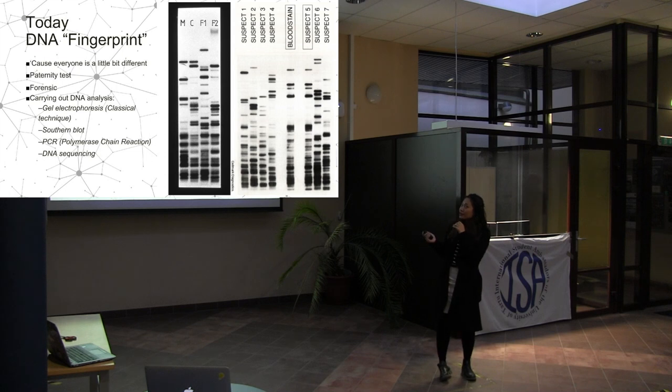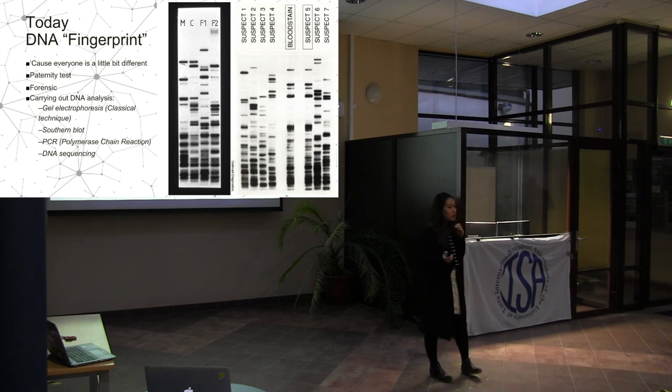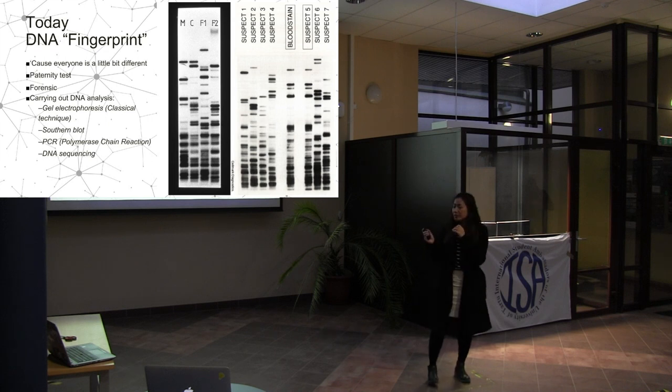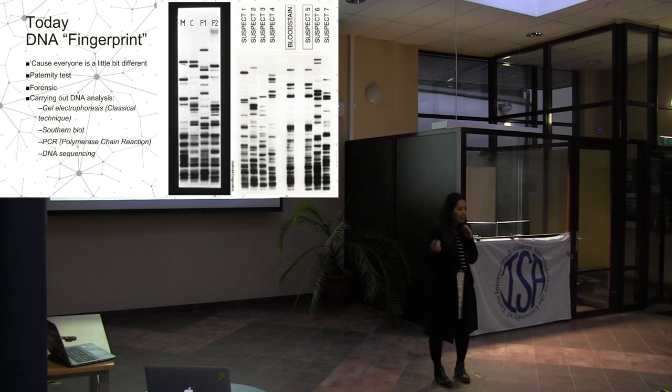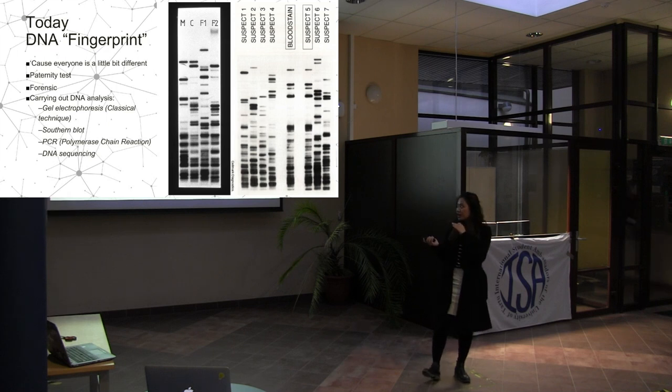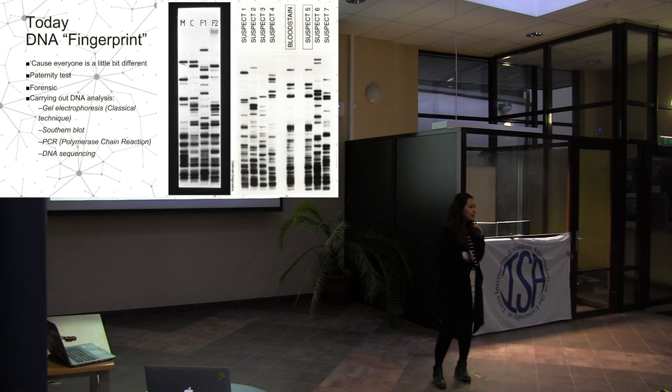First of all, I'm going to mention DNA fingerprinting. You know that every person has a different fingerprint. It's also the same case with DNA, so everyone is a little bit different. There's a part of your DNA which is a non-coding region, also called junk DNA, and everyone has a different sequence in this junk DNA. What we can use this information for is, for example, paternity tests.